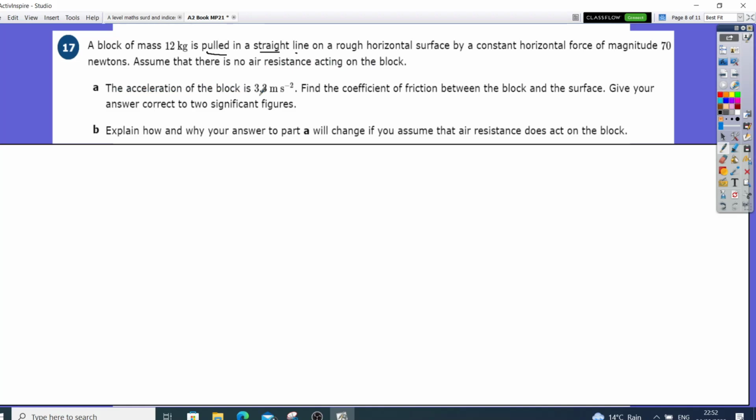So A, the acceleration of the block is 3.3. Find the coefficient of friction between the block and the surface. Give your answer to two significant figures. Right, let's do that first.